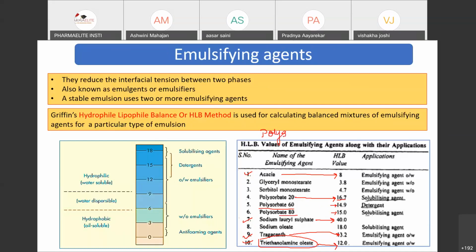If someone is asking you what is the value of polysorbate 40, what is the value of polysorbate 40? How will you find it? Someone says it's between 14 and 16. How do you do that? How did you do it?